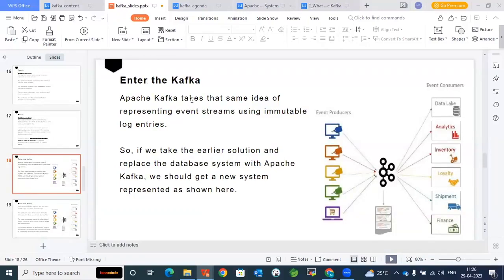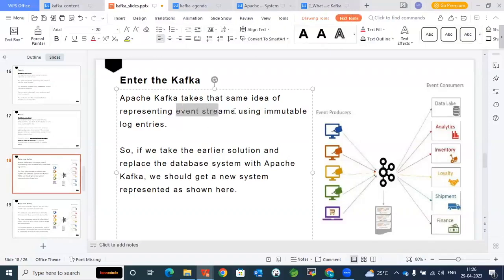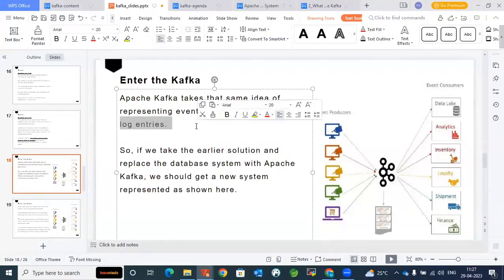Apache Kafka takes the same idea of representing the event stream using immutable log entries. Here we have to understand this concept, immutable log entries. In a database table, an invoice is created, then whoever updates the invoice, the same record is updated. That means it is a mutable log entry. The database maintains mutable log entries, which is why the same record we created is able to be updated.